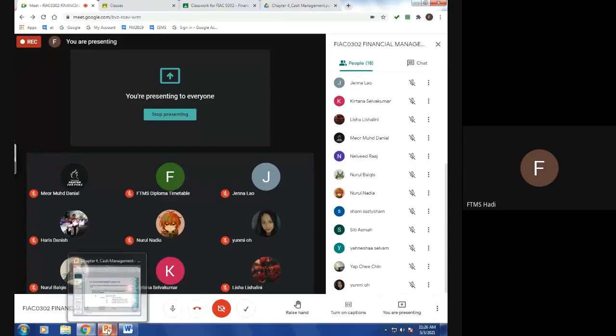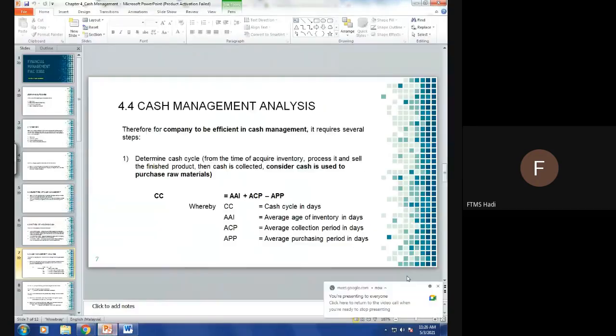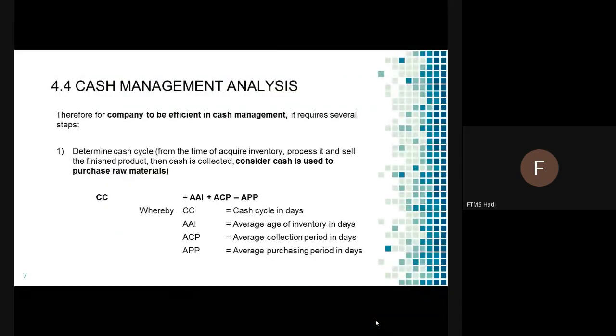Okay, let's move on to the next part, which is cash management analysis. We're talking about analysis, that means it is regarding the calculation. And by the figures, sometimes you can see the implication of cash management practice made by a company. Therefore, for a company to be efficient in cash management, it requires several steps. So, what are the steps that you need to do in order to analyze cash management? First thing, you need to calculate CC.